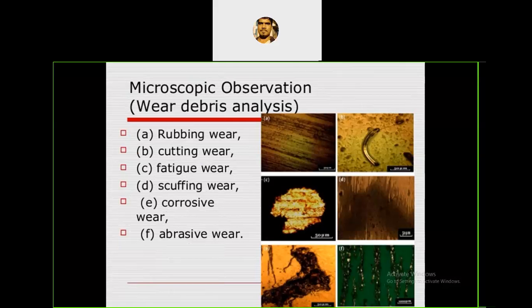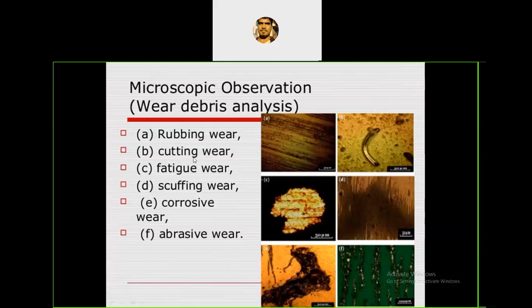And this is what the microscopic surfaces look like if you observe with the help of SEM, scanning electron microscopy. By naked eye, it is just a very smooth, fine surface. But if you see it in the microscope, you can see these scratches, just because of the rubbing wear. So the first one is because of the rubbing wear.